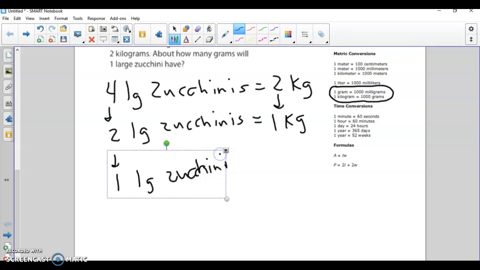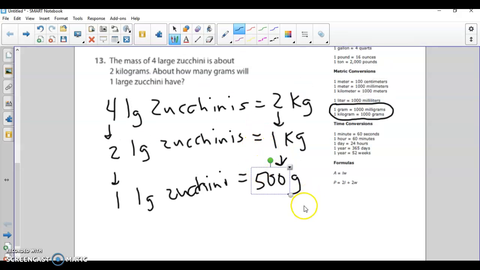zucchini is equal to half of a kilogram. Well, we know it's going to be grams because it can't be a kilogram anymore, right? And what's half of 1,000? Because 1 kilogram is equal to 1,000 grams, so we need to find out what half of 1,000 is. Half of 1,000 is 500. Each large zucchini is going to be about 500 grams.